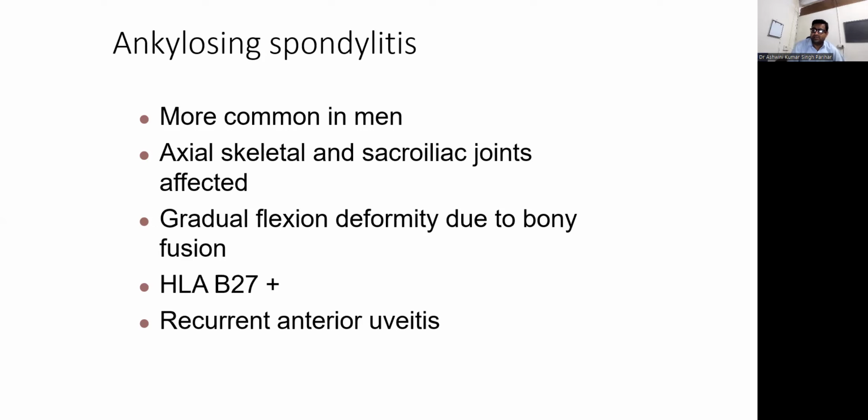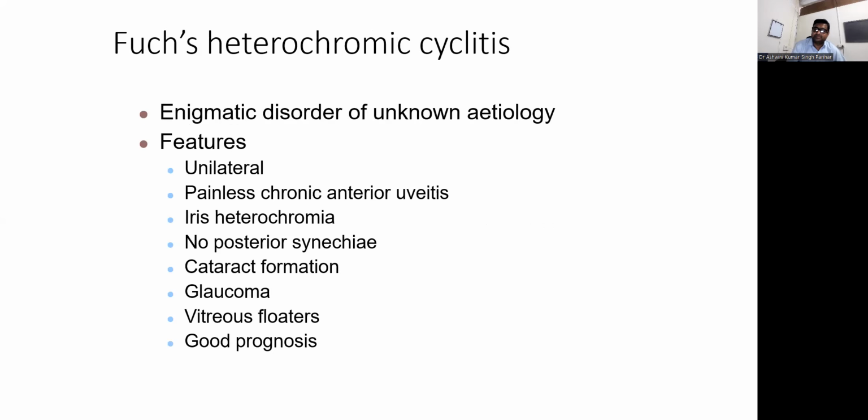So ankylosing spondylitis, as I mentioned, the sacroiliac joint is more affected, it is more common in men, and it is usually HLA-B27 positive, and the patient will present with recurrent anterior uveitis.